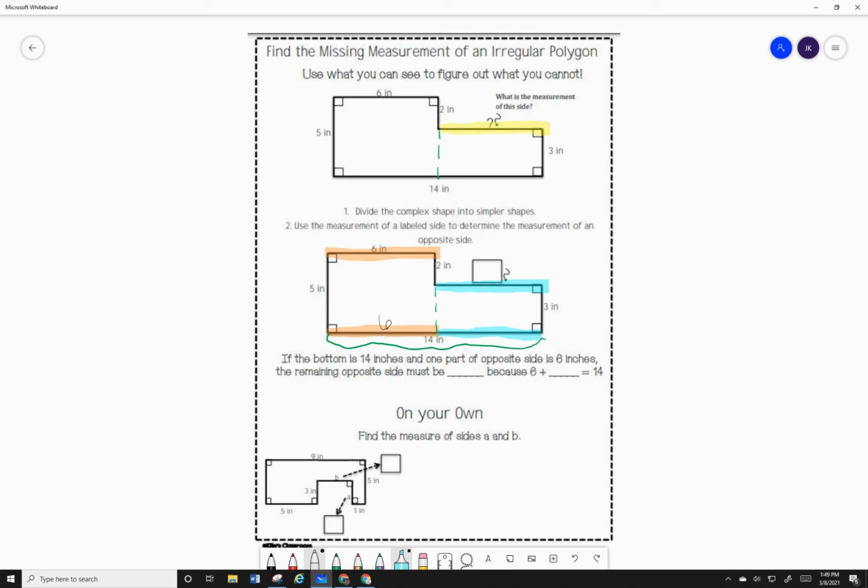So when I look at that, if I have a total of 14 and part of that is 6 inches, 14 minus 6 is 8. So I know that this side here has to be 8. And if that is true, that means the side that it correlates with, its parallel side in this rectangle, is also 8. So I'm able to take what I have from one complex polygon and use that to find the measurement of sides that are not labeled.